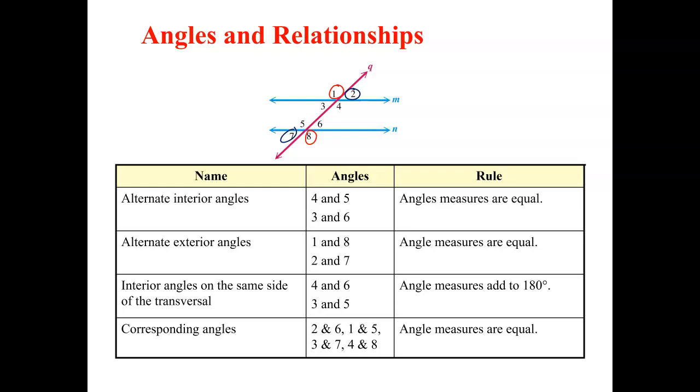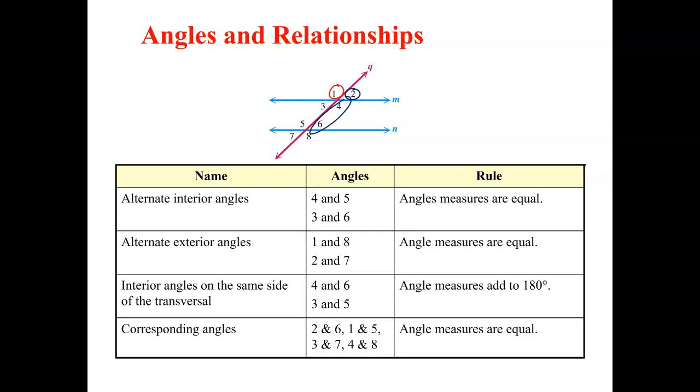Those matching pairs. Interior angles on the same side of the transversal are going to be supplementary here. So we're looking at the same side of the transversal. Those will also have a supplementary relationship. So those will have to add to 180, as well as 5 and 3.